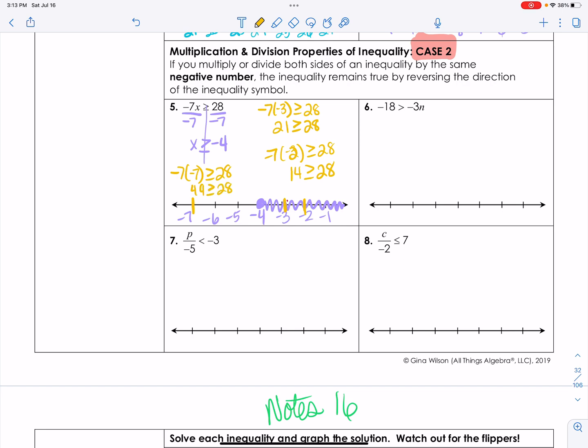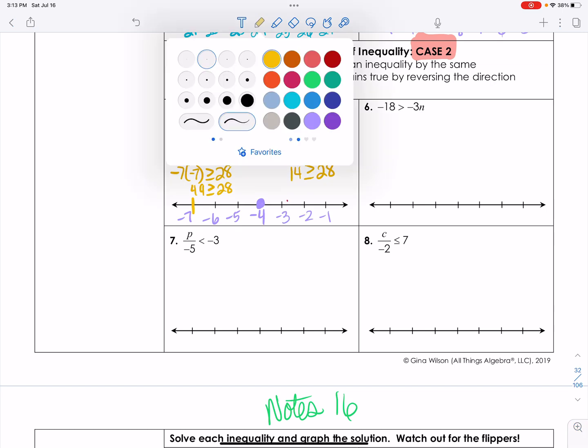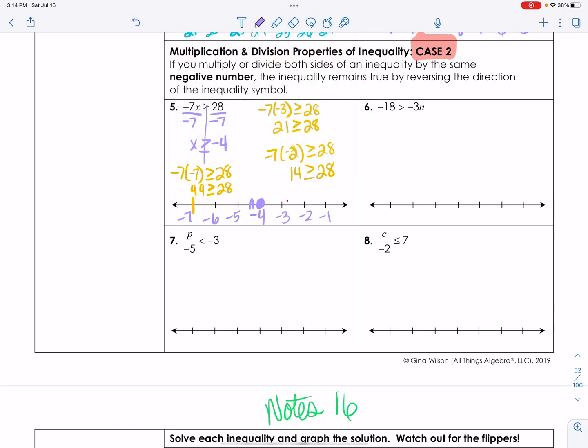So it actually is shaded backwards. Okay, so I did the math right, but it's shaded backwards. So I actually am going to shade this thing this direction. Okay, because you're moving the X onto the other side. So since you're moving the X to this side to make it positive, it flips and it's less than.